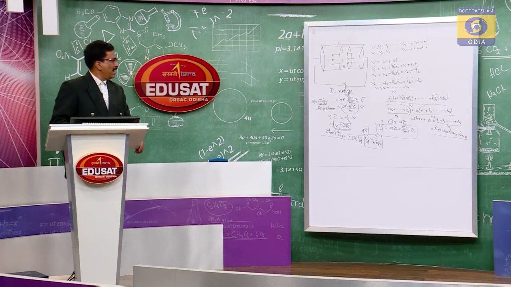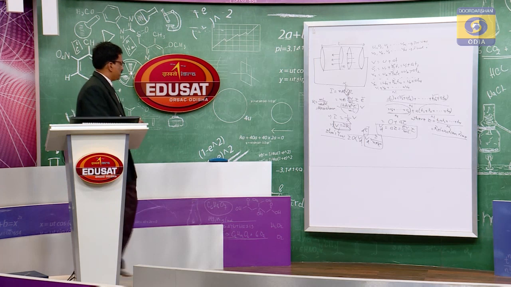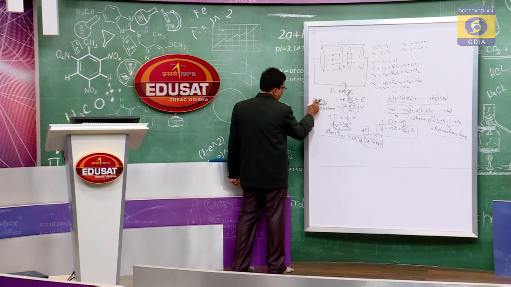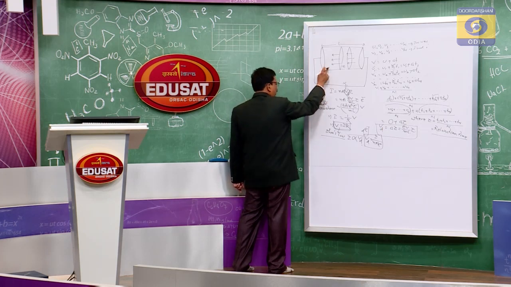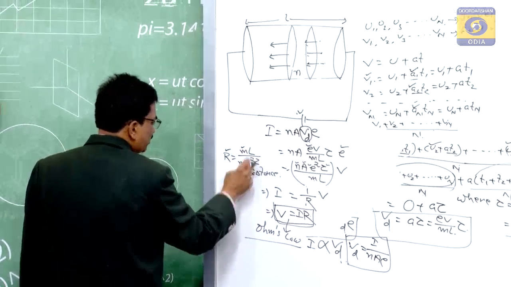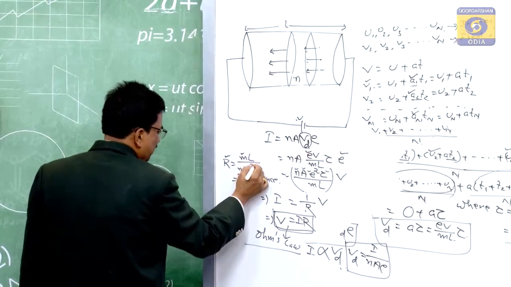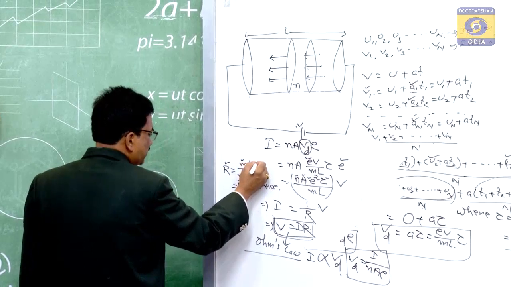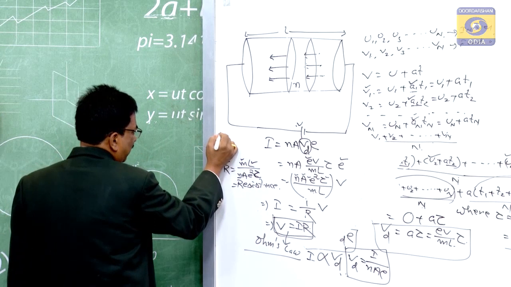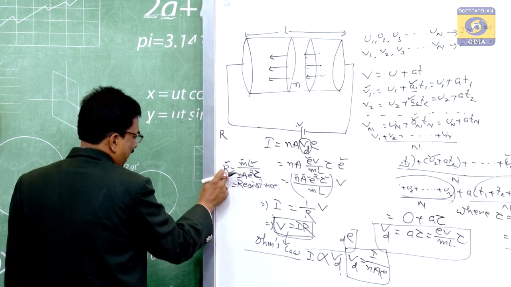Now, let us go as per our earlier derivation. The resistance R is equal to m l by N A e square tau. Here m is the mass of the electron, A is the area of the cross section, e is the charge of the electron, tau is the relaxation time, l is the length, and N is the number.